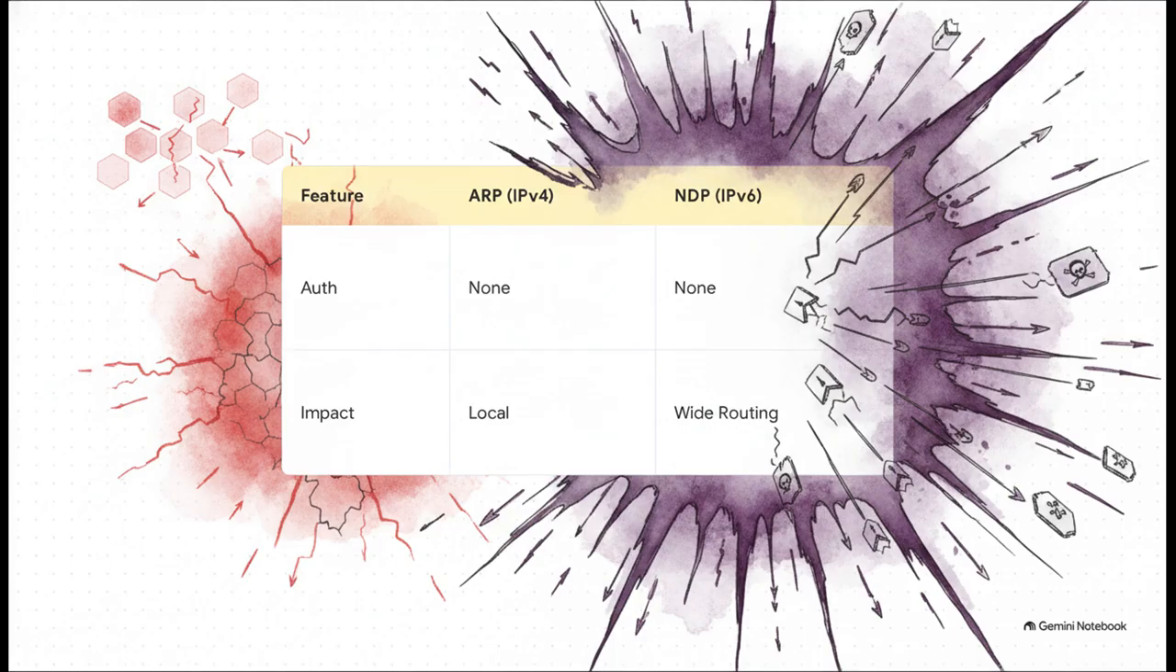But notice the impact radius here. ARP spoofing is generally limited to local IP to MAC address manipulation. NDP has vastly more message types, solicitations, advertisements, redirects, meaning a single forged NDP message can disrupt gateway selection, break duplicate address detection, and completely manipulate link-wide routing. The blast radius in IPv6 is just significantly wider.